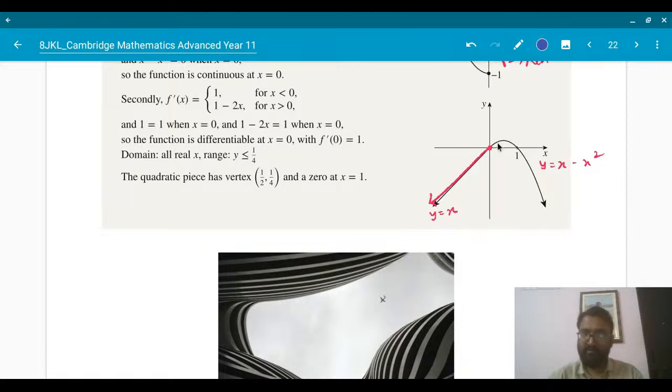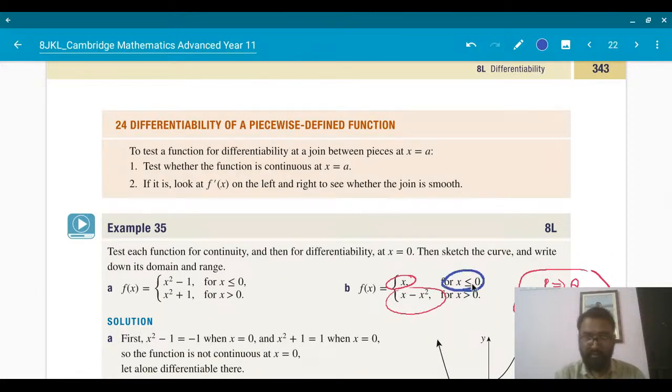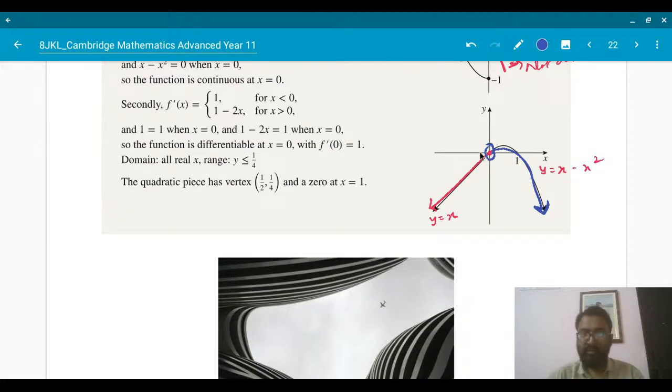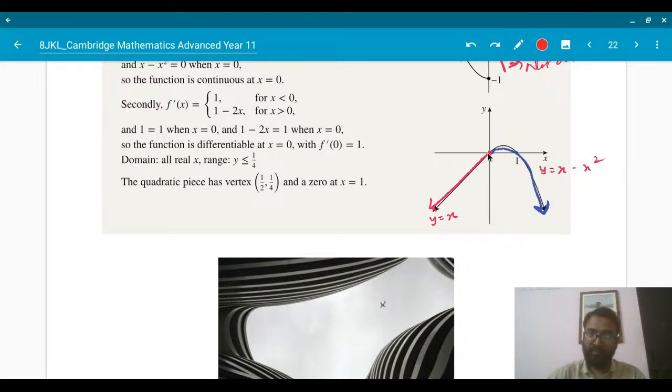And here the function is different. The left side is different and the right side is different. And we have to concentrate on the point of joining. Okay, so at x equals to 0, there is a nuisance. The upper function is x, so here the red function is right. The red is joined with this only. And the right side, the blue color, goes like this. So it is continuous.